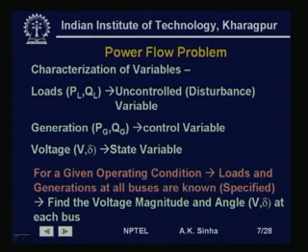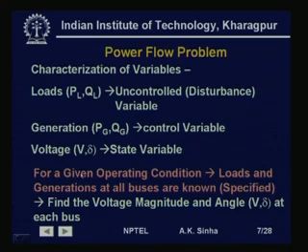And the voltages at all the bus bars form the state variables for the system, because if we know the voltage magnitude and angle at all the bus bars, we can always find out the power flow in each and every line or the power injections at different bus bars. So, these are called the state variables.